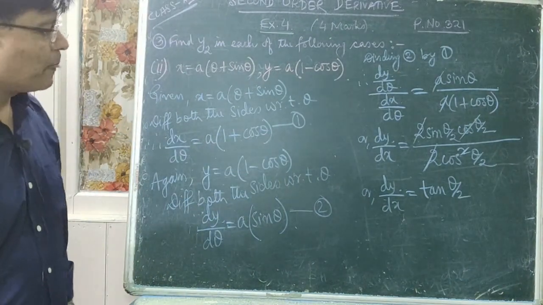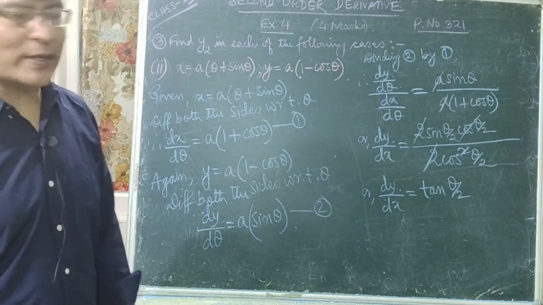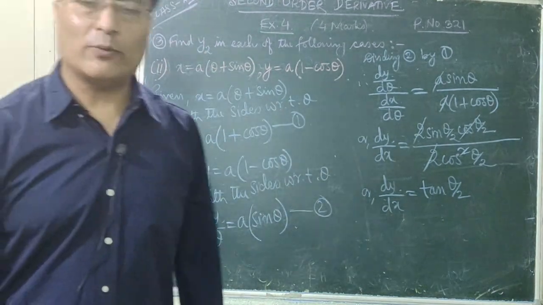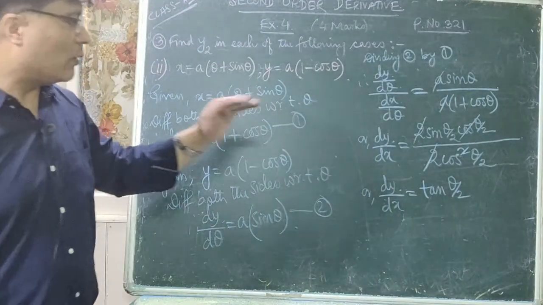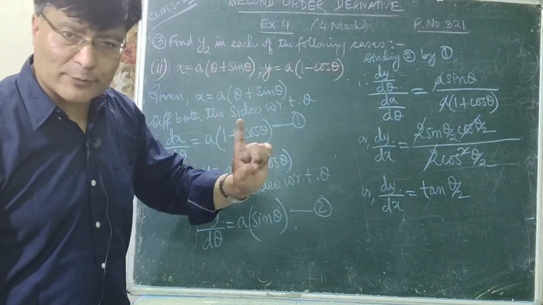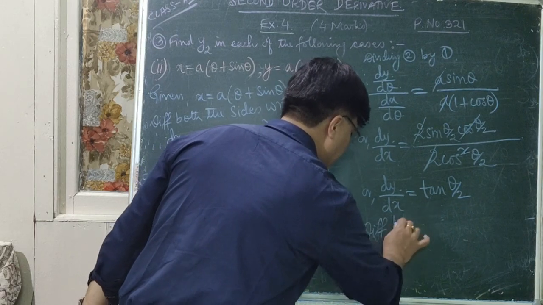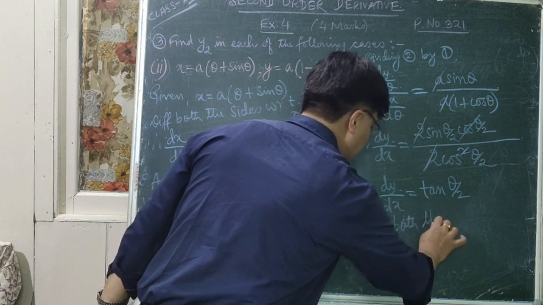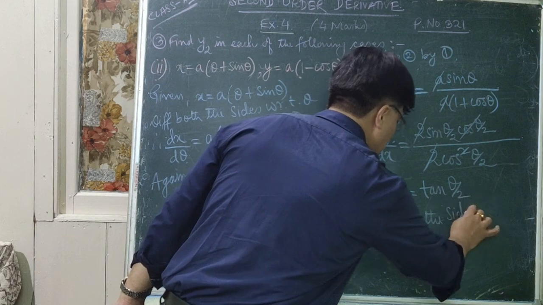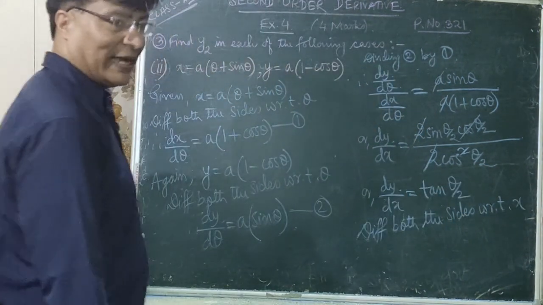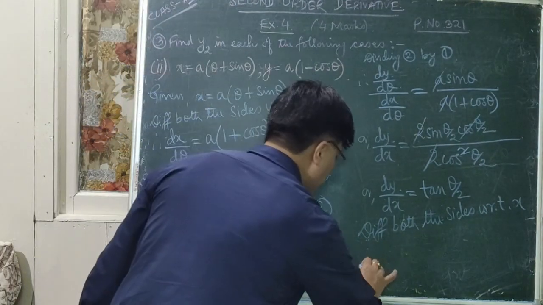So again, you have to find out d2y by dx square. That is, to get y2, you have to find out d square y by dx square. Now again differentiate both the sides with respect to x. Right. So differentiating both the sides with respect to x. So what do we get?